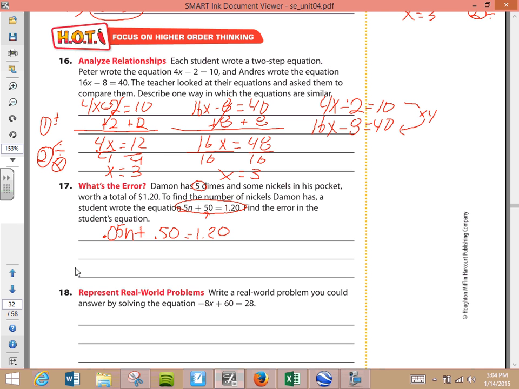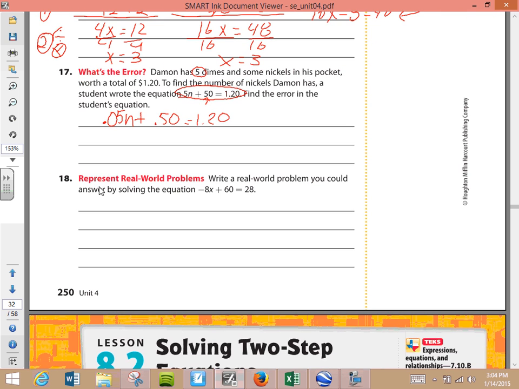I'm going to give you one of those on the test, so please make sure that you understand it. All right, the next one. It says, write a real world problem you can answer by solving the equation negative 8x plus 60 equals 28. Does anybody have an example?